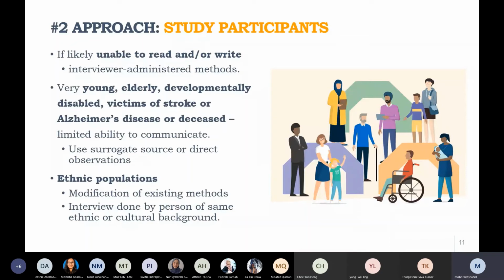participants. So we cannot go there and ask them, what do you eat for breakfast? Maybe in the culture there, they don't have breakfast. Or it is wrong to ask what you have eaten the previous day, maybe. So there are some cultural factors to take into account when you interview a specific ethnic population.